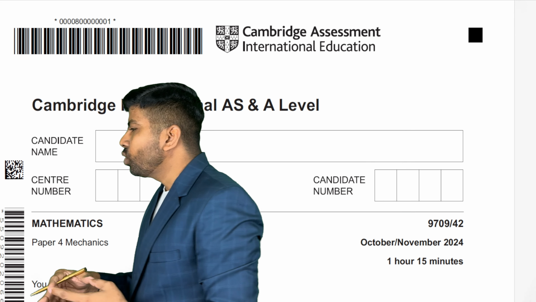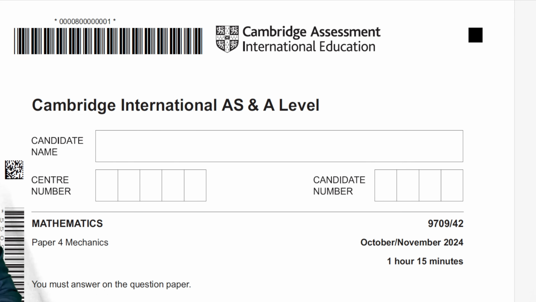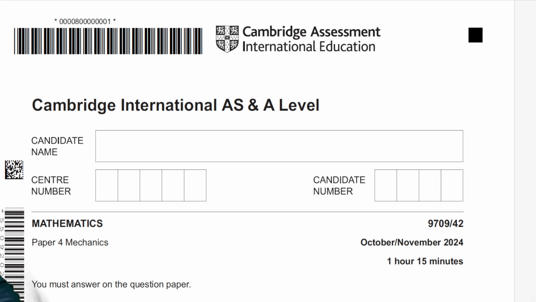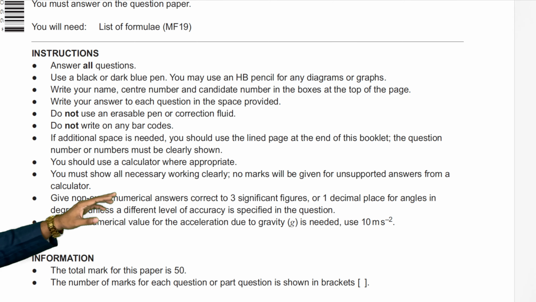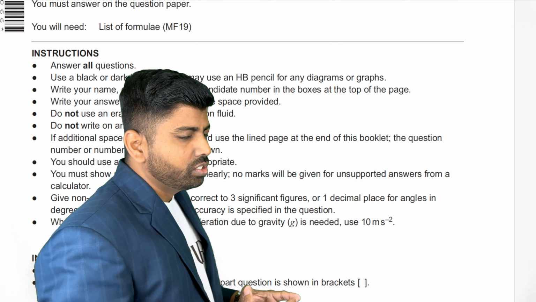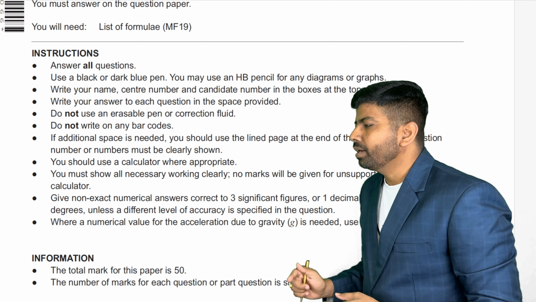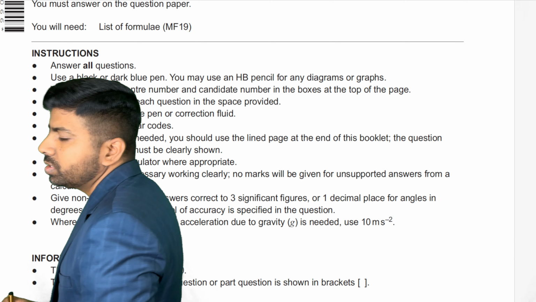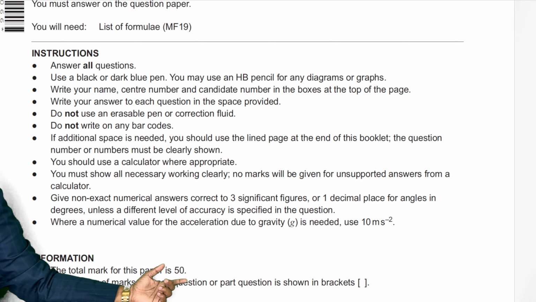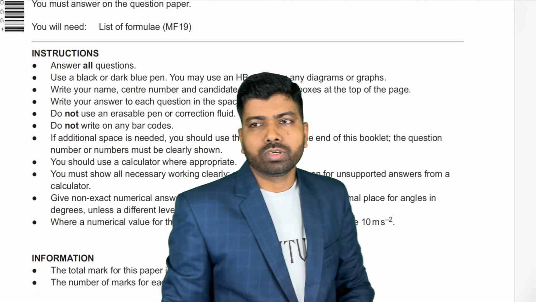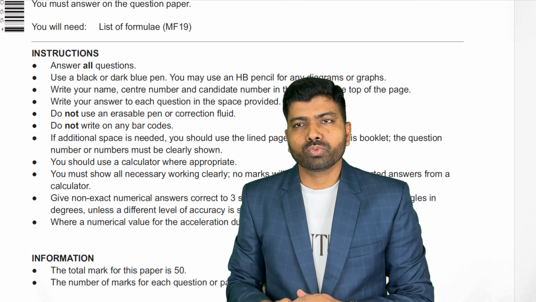And I want to tell you a short detail about this examination. The duration of the examination is 1 hour 15 minutes. Of course, it is clearly written in front of you. And I want to share a short detail about this question paper. For this examination, you will be getting one formula sheet and the total mark is 50 marks. So this paper contains a total of 50 marks and all the marks you will find near the questions, written in the square brackets.